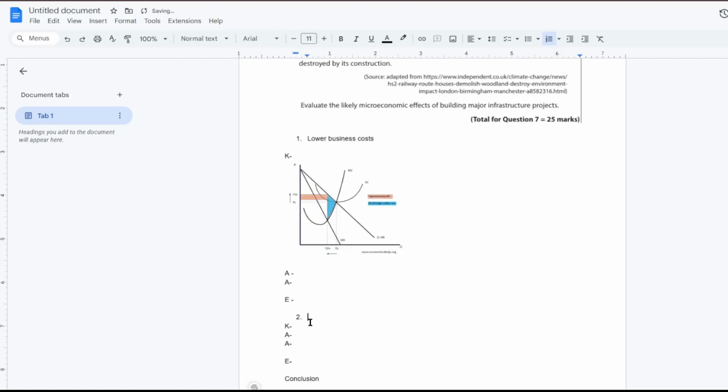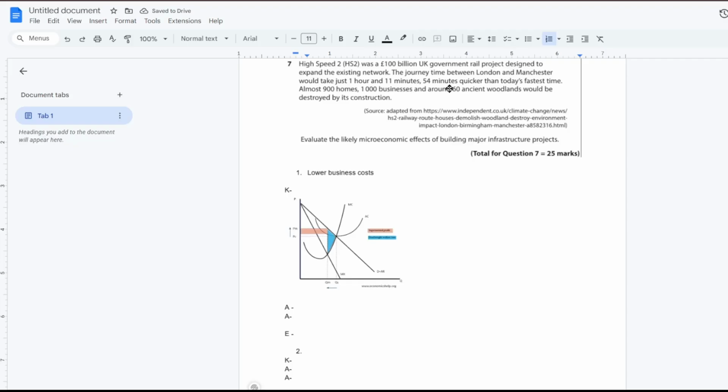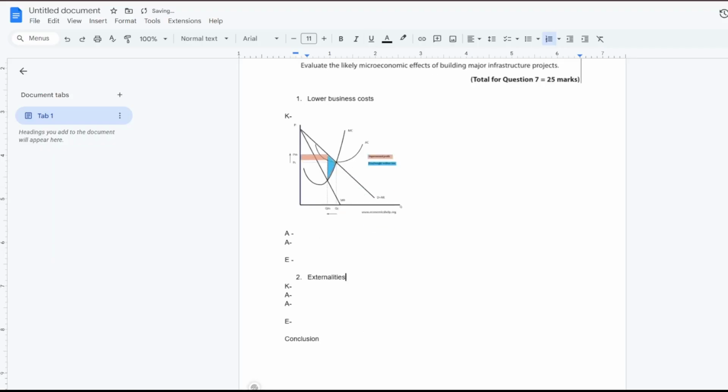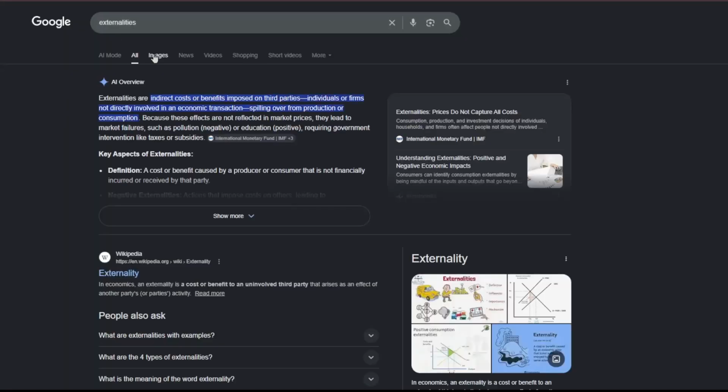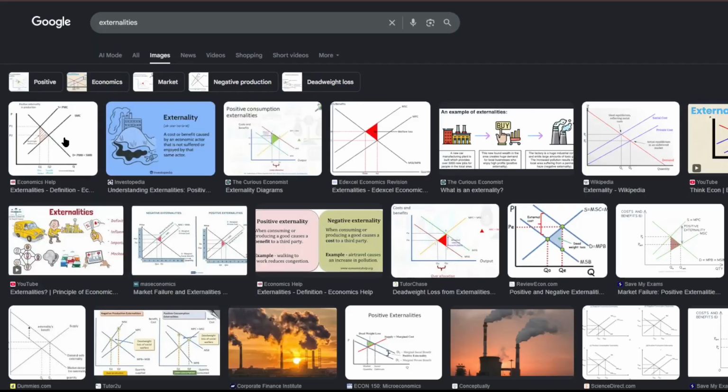And then I'd probably come up with the one negative, and just given the context here about environmental destruction, let's go with externalities, and that's going to allow us to use an externalities diagram. So let's get that up. Let's go externalities diagram. Let's get something like this.